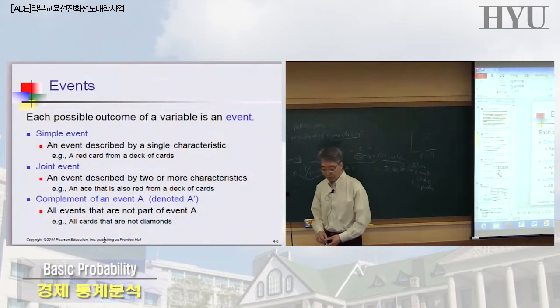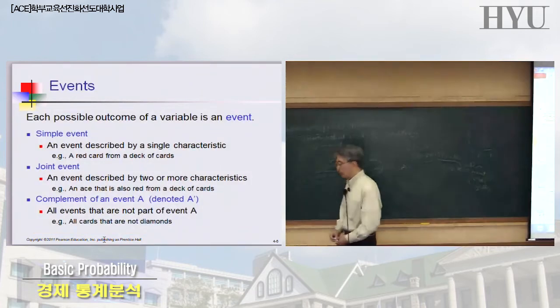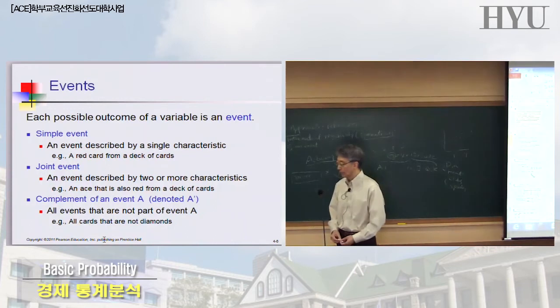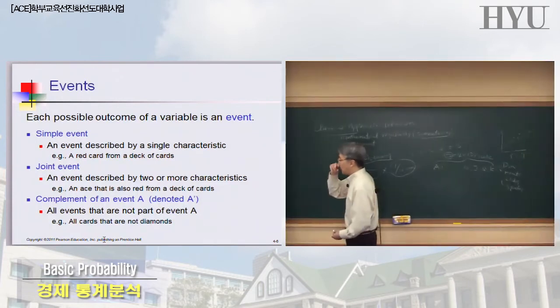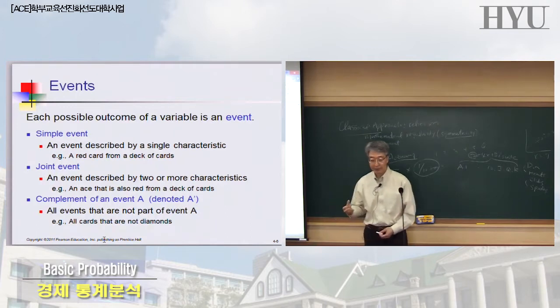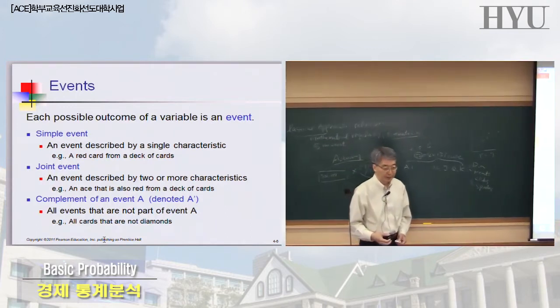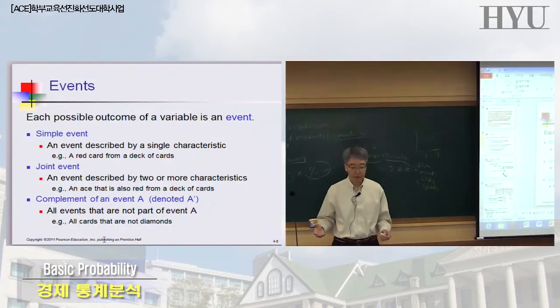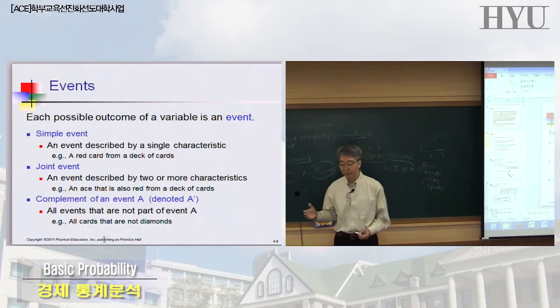Let's get down to some details. There are some terminologies and concepts you'll have to get used to as we go on. First of all, event. Event means each possible outcome of a variable, something like rolling a die or dice. We already talked about there being 6 possible outcomes, so each of them is an event.